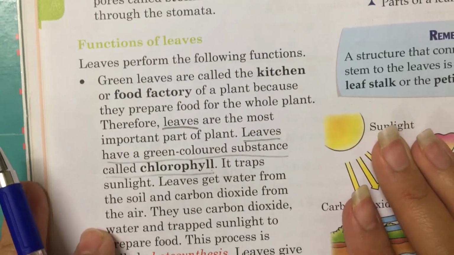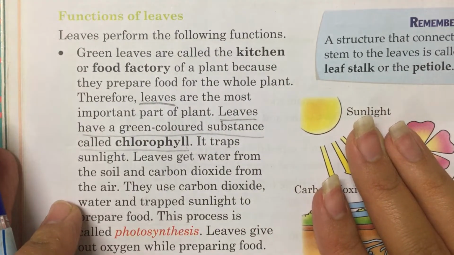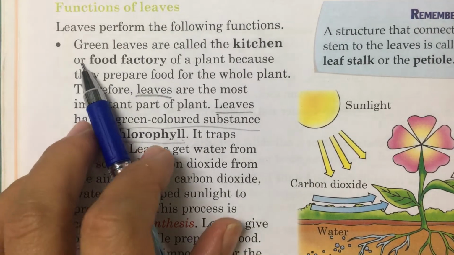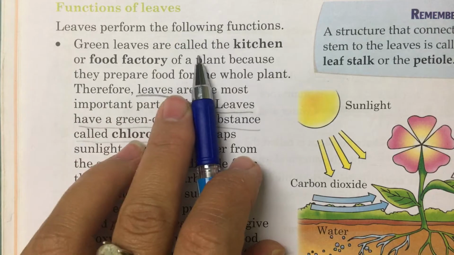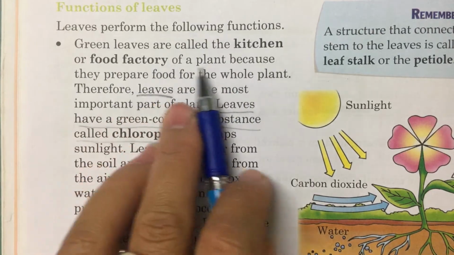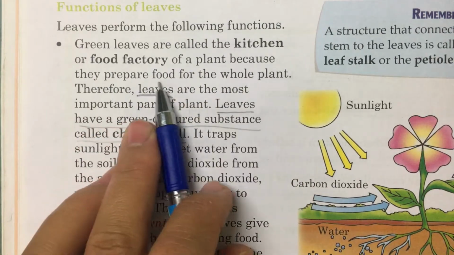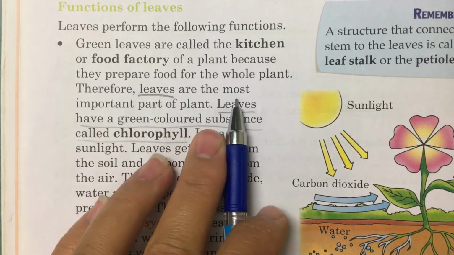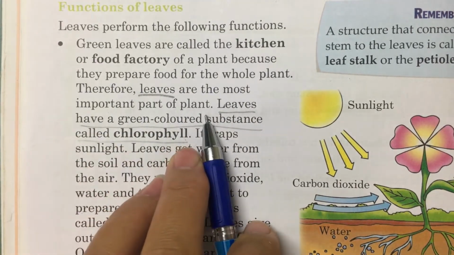So now, functions of leaves. Leaves perform the following functions. Green leaves are called the kitchen or food factory of a plant because they prepare food for the whole plant. Therefore, leaves are the most important part of the plant.